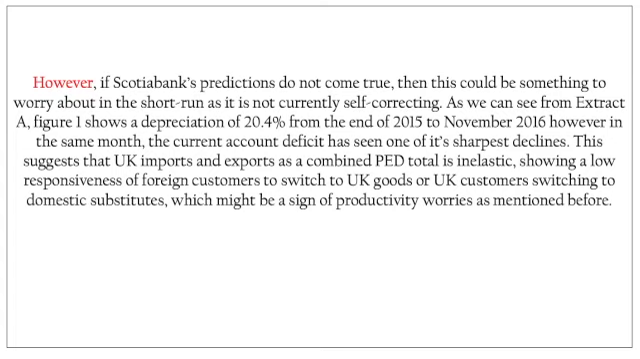However, if Scotiabank's predictions do not come true, then this could be something to worry about in the short run. So, remember what the examiner report said about short run, long run. So, it's not currently self-correcting. As we can see from extract A, figure 1 shows a depreciation of 20.4% from the end of 2015 to November 2016. However, in the same month, the current account deficit has seen one of its sharpest declines. This suggests that UK imports and exports, as a combined PED total, is inelastic, showing a low responsiveness of foreign customers to switch to UK goods, or UK customers switching to domestic substitutes, which might be a sign of productivity worries as mentioned before. So again, I've put it in the comments.